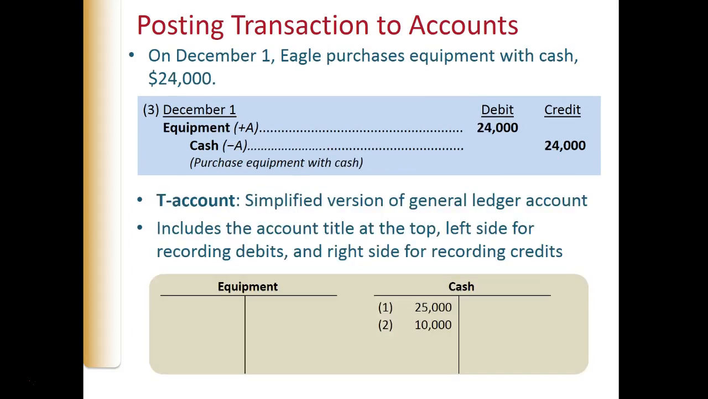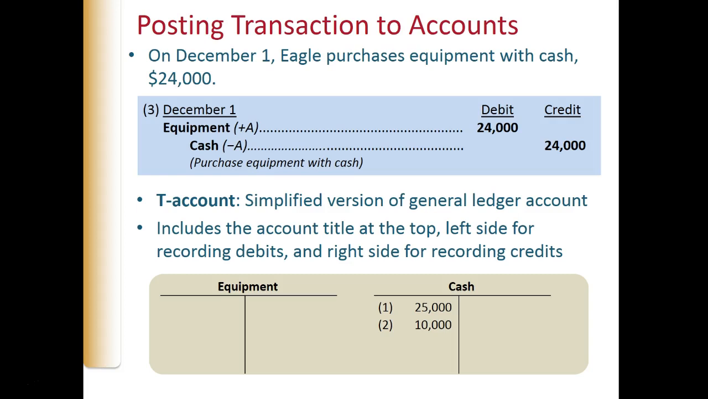Next. On December 1st, Eagle purchases equipment with cash. Debit equipment of $24,000. We credit cash of $24,000. So now they're introducing what's called a T account to us. It's basically an easier way for us to show the balances, the debits and credits in an account. So the T account, what we call, is a simplified version of the general ledger account.